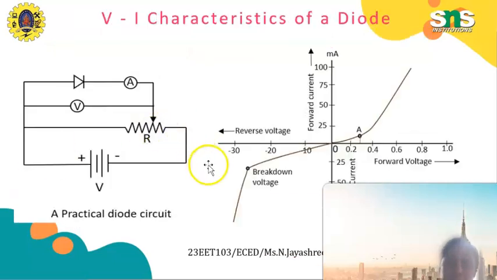So these are the VI characteristics of the diode. This shows the breakdown voltage, forward voltage and reverse voltage.